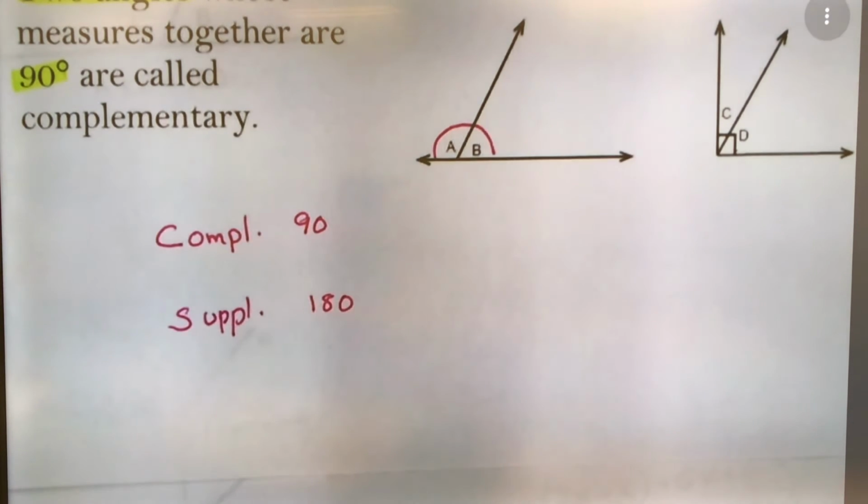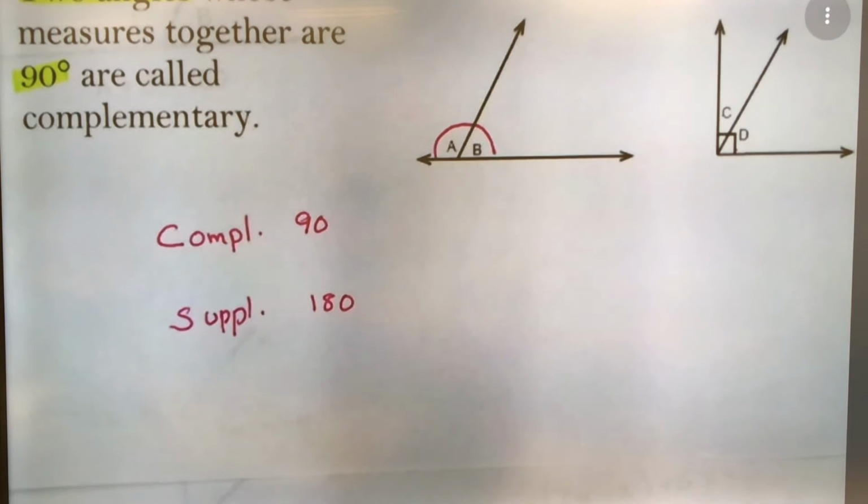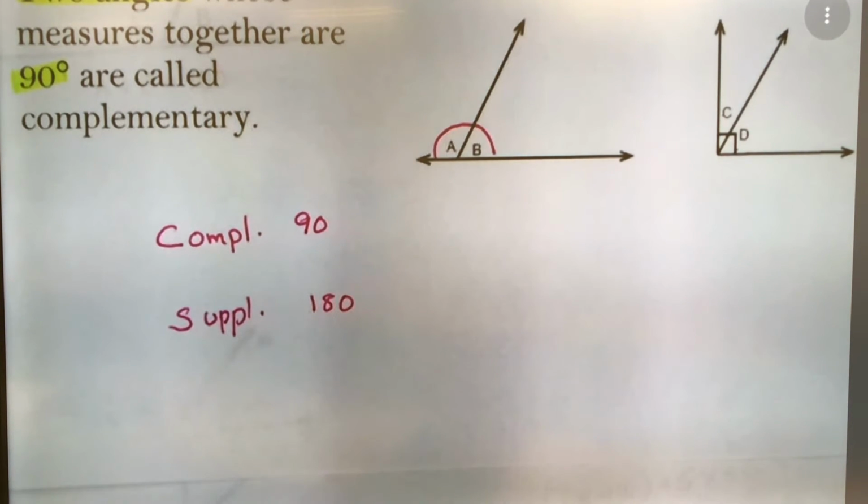So one way to remember which one is 90 and which one is 180 degrees: just think about the alphabetical order. C comes first, so C is 90 degrees, complementary, the sum of the two angles is 90 degrees, and S comes later, so S, the supplementary, adds to 180. Otherwise we can think of it in a different way.